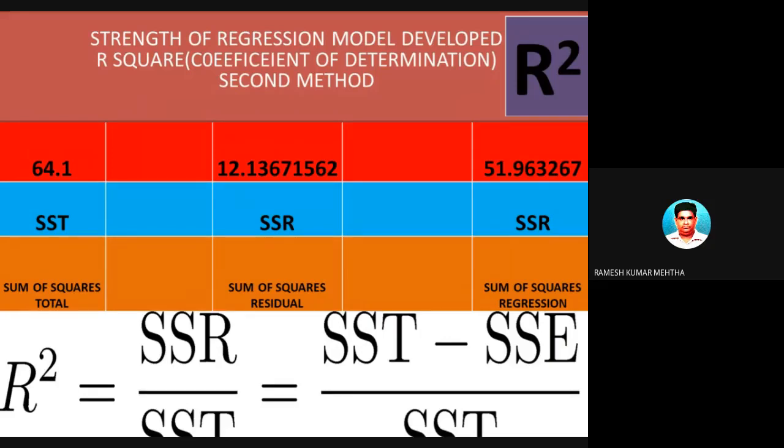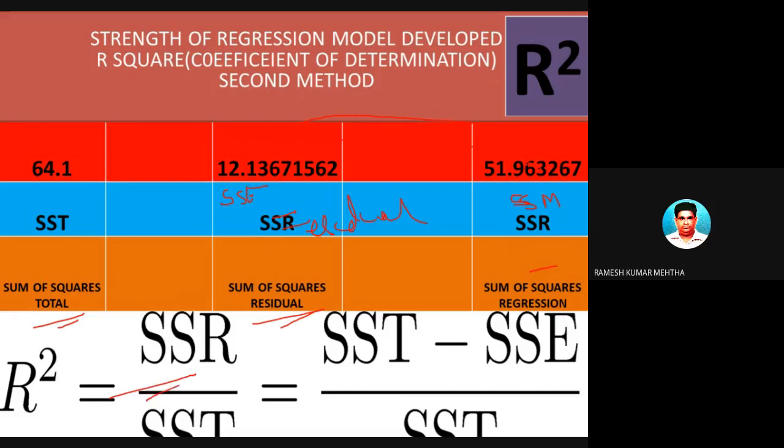Sorry, this is error. Sum of squares error or sum of squares residual, and this is sum of squares model or sum of squares regression. So sum of squares total is equal to sum of squares model plus sum of squares residual. You can just write this over this, and this you can write it here.